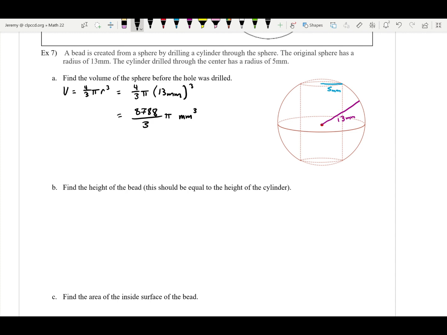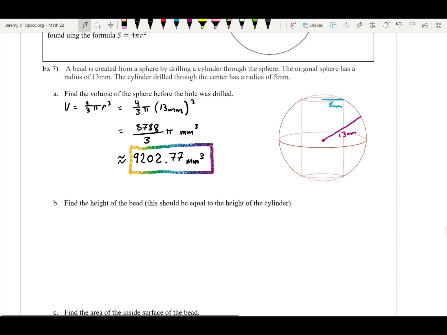But if I want to get a decimal approximation, I could divide by 3 and multiply by pi. Again, I can do this using my calculator. And I get, and I'll round this to maybe just a couple of decimal places, 9,202.77 millimeters cubed, or cubic millimeters. Okay, so either of those last two are fine. That's just our approximation there. Okay, so that's just the volume of that sphere.